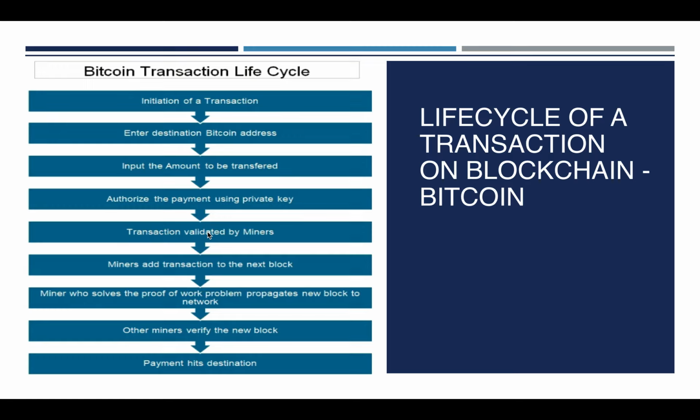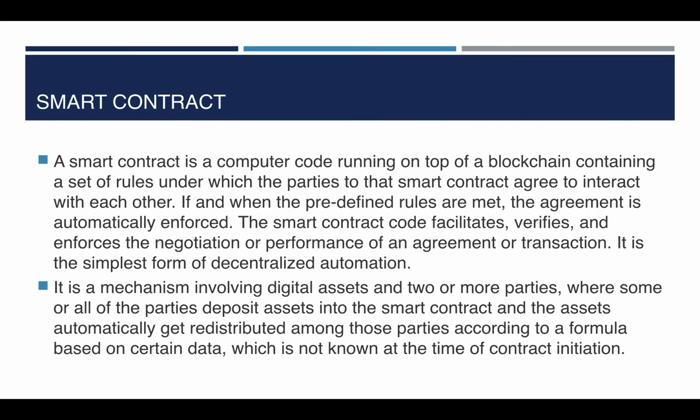Then this transaction will get validated by miners, and miners are nothing but the peers in the network. Miners who solve the proof of work problem propagate the new block to the network, and other miners verify the new block, and the payment will be sent to the destination address. So this is in short how the transaction works in the Bitcoin blockchain.